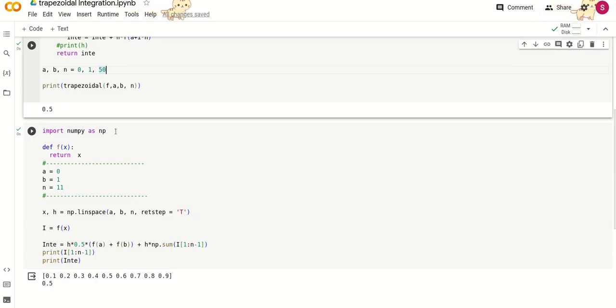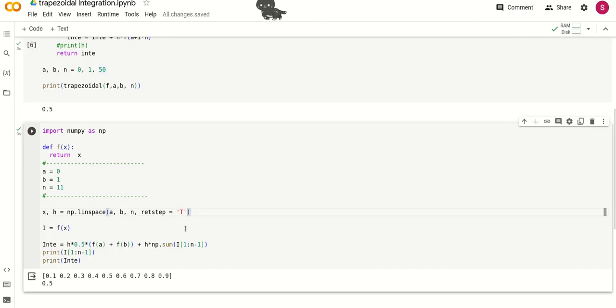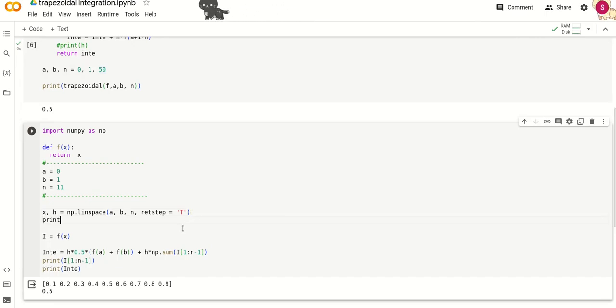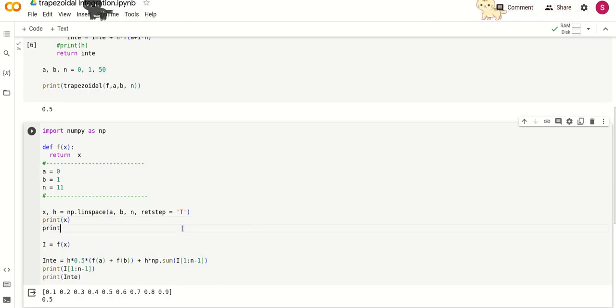Import NumPy as np and define function f of x and return x like before. Now a is 0, b is 1, say n equals to 11, and now we define x and h something like that way: np dot linspace a to b, where n is the number of segments, and retstep true, that means the difference between the 2 points will be returned, and you can see print x and print h. You can see what this code is doing.